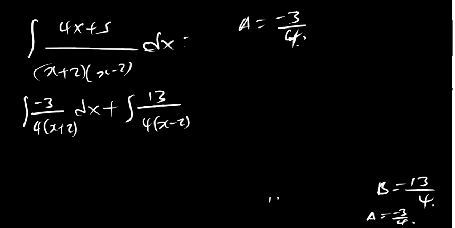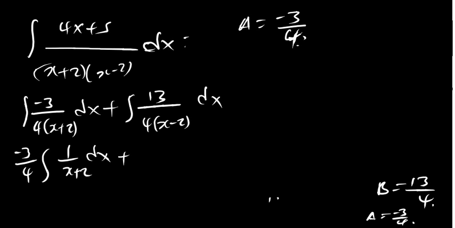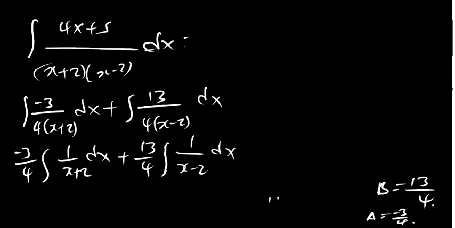We can just shift the coefficients outside. So we're going to have negative 3 over 4, then here I will remain with 1 over x plus 2, dx. The same applies to this part. It's going to be 13 over 4, the integral of 1 over x minus 2 dx. So now from there we can integrate.